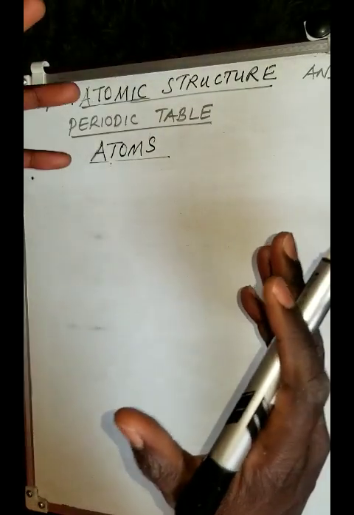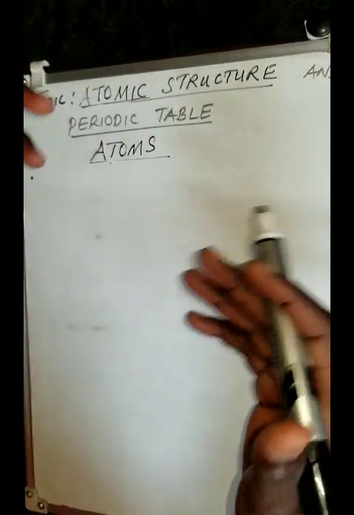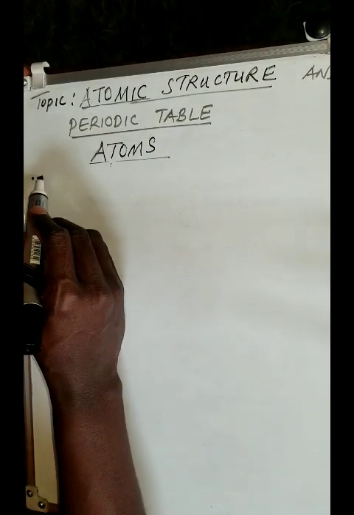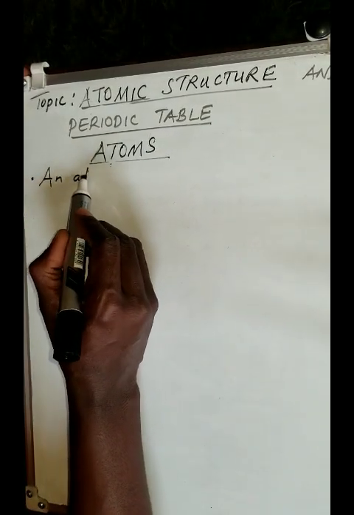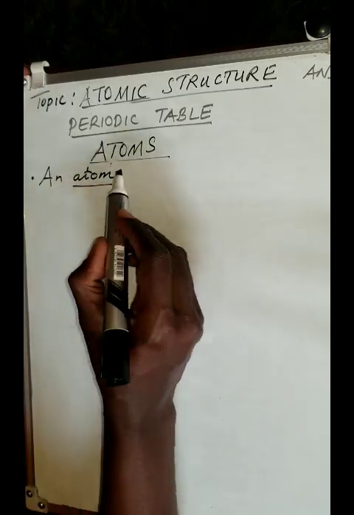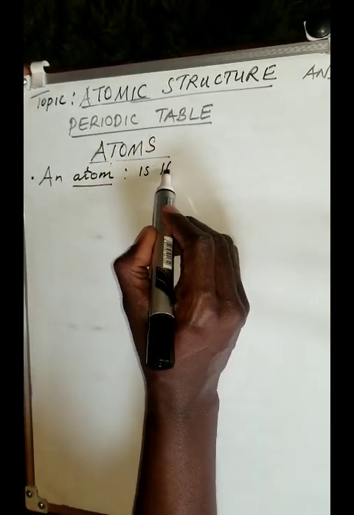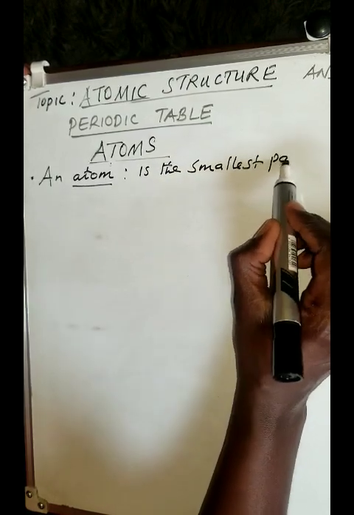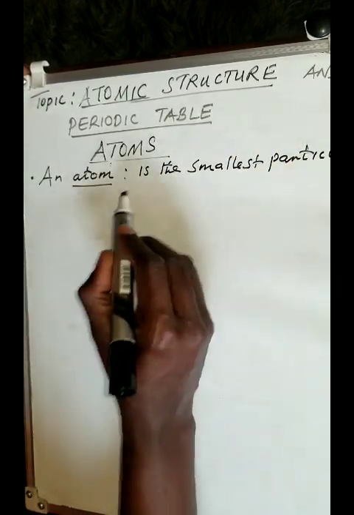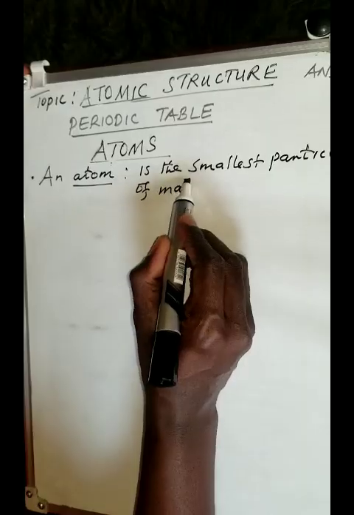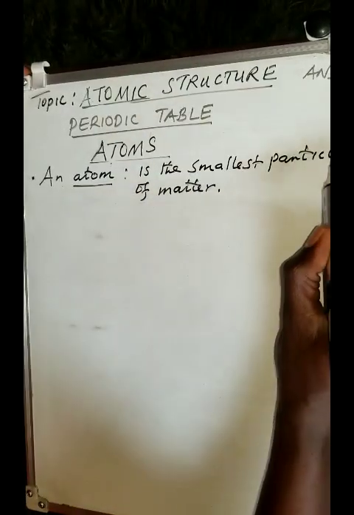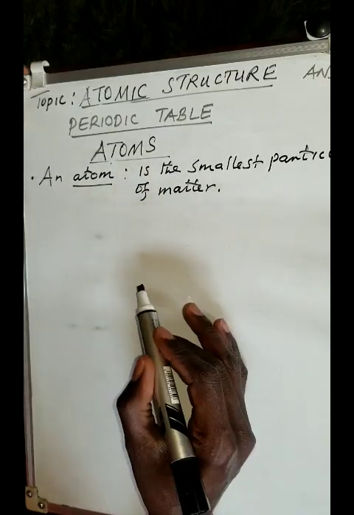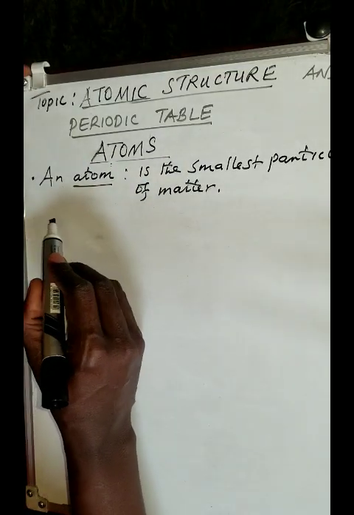Well, you can think of all the things that surround you. They are simply made up of atoms, and therefore when we define an atom, we can simply say that an atom is the smallest particle of matter that, if you want, you can continue and say that cannot be broken down further by chemical means. That is what we can say an atom is.